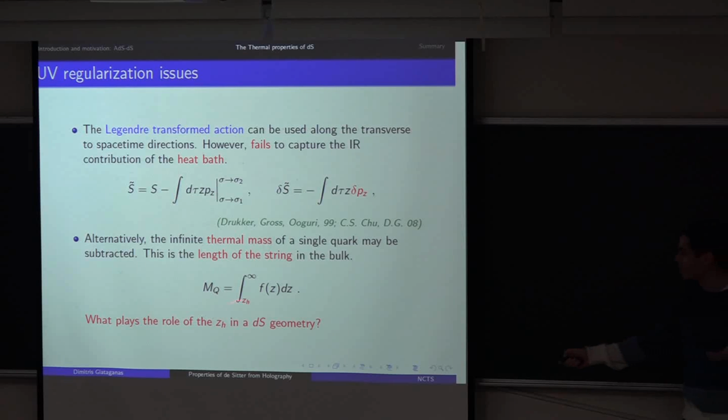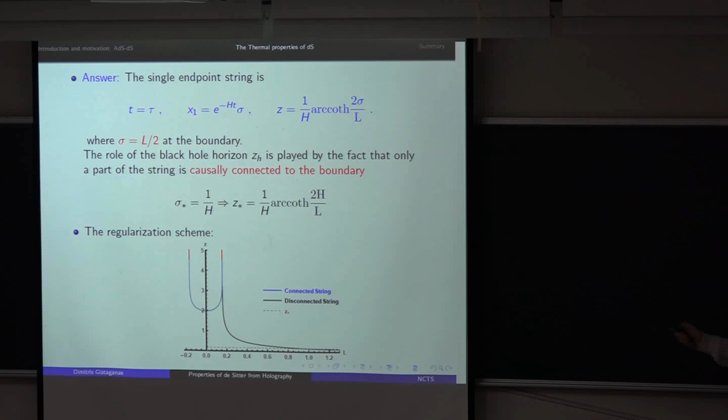But here I don't have a black hole. So the question is, what plays the role of the black hole in the de Sitter geometry? And the answer is that I have a similar cutoff. So here, if I find my single endpoint string solution, it looks like that.